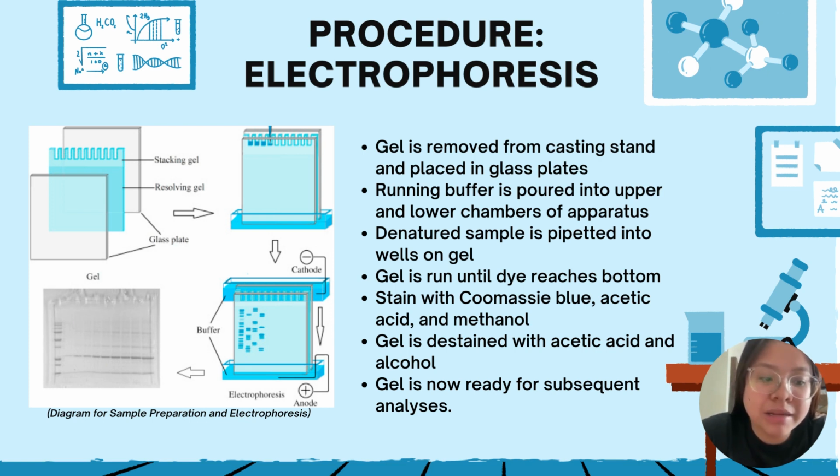The gels are stained by submerging them in a solution containing Coomassie blue, acetic acid, and methanol in the proportion specified. And once the gel has been stained for 24 hours, it must be destained with acetic acid and alcohol for another 24 hours. And after this procedure, we are now prepared to conduct subsequent analysis.